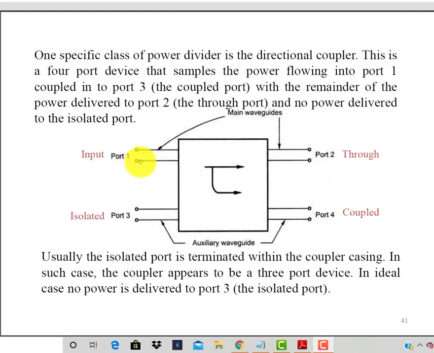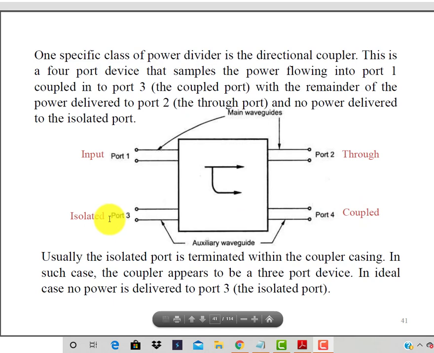So here port 1 is considered as the input port, port 2 is the received port or throughput port, and port 3 is said to be the isolated port. There is a proper separation in between 1 and 3, and port 4 is taken as the coupled port. So the power which is coming from 1 to 4 is considered as the coupling power.